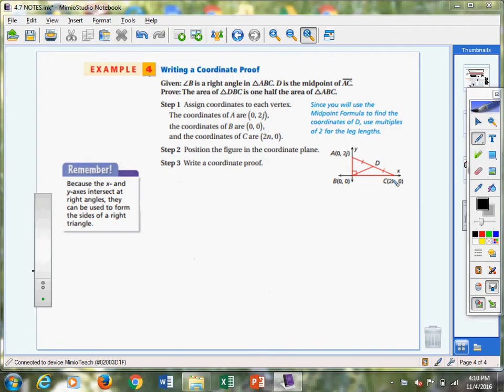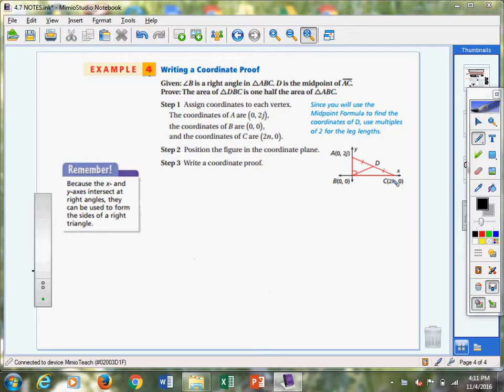Example 4, we're going to write another coordinate proof. And so we're at basically the pinnacle of this particular section as far as difficulty. We're going to combine everything we've learned from examples 1, 2, and 3. They're all getting dumped into example 4, doing a coordinate proof.